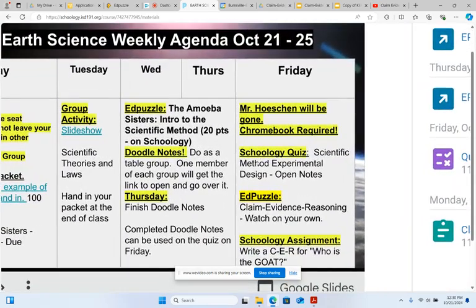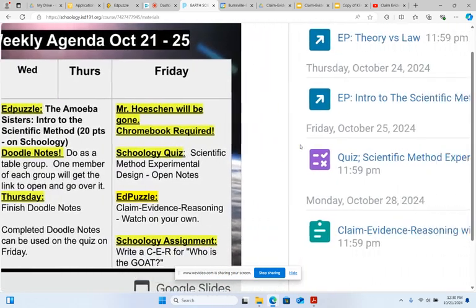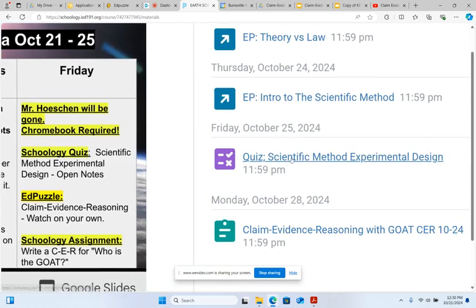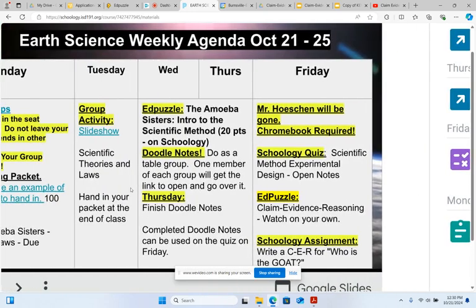I'll zoom in here. The first thing I'm going to have you do is take your Schoology quiz. So on Schoology, go over to the side and find the quiz called Scientific Method Experimental Design. All right, you can take that quiz. It's based on your doodle notes from Wednesday and Thursday. Got it? So you can have those notes out and use those on your quiz.